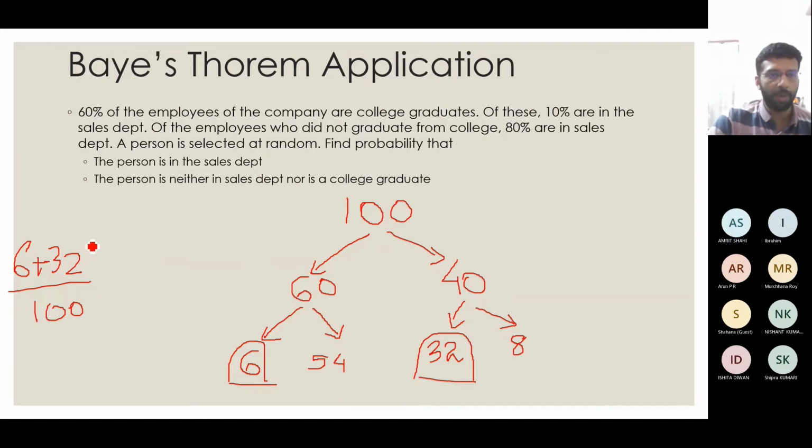38 by 100 will be the probability that the person is in sales department. Similarly, the probability that the person is neither in sales department nor is a college graduate. So I have to see the people who are not college graduates, that is 40. Out of that, people who are not in sales department, that is 8. So the people who are neither college graduate nor in sales department are 8 out of my total 100 employees. So that probability will be 8 by 100.